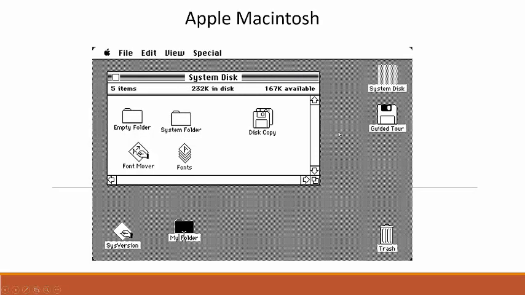By 1984, Apple developed and released the Macintosh, including the Mac OS. And here's a picture of it right here. I think this is a picture of Mac OS 7, System 7, if I'm not mistaken.